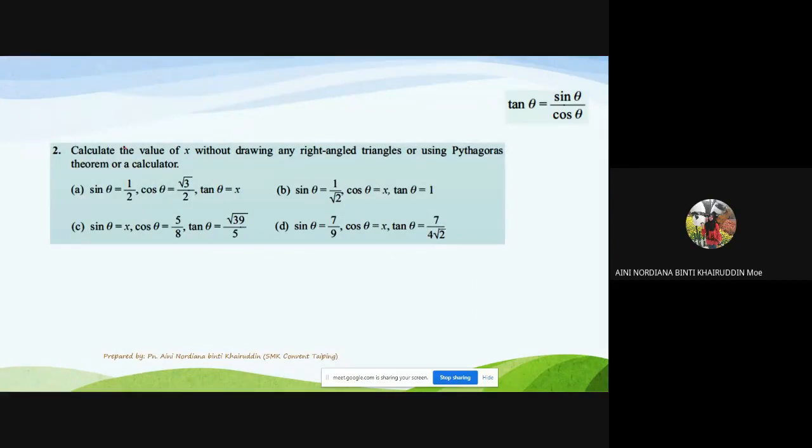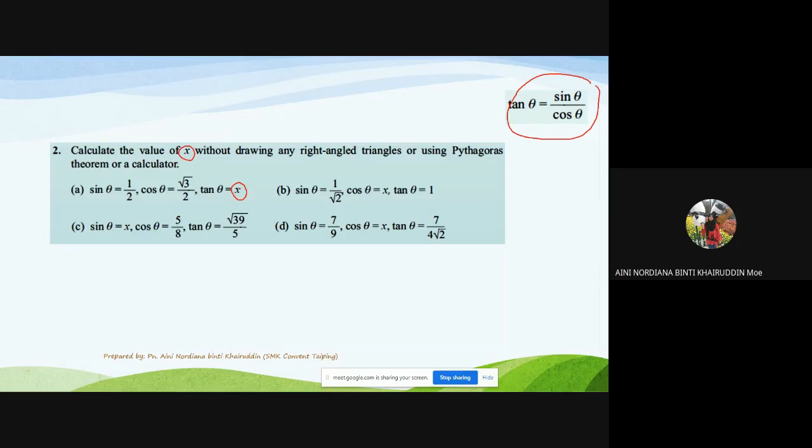Okay, next question number 2. Calculate the value of x without drawing any right angle triangle or using Pythagoras Theorem or a calculator. So how to calculate this? We want to calculate the value of x. So this is the formula. Tangent theta equals sine theta over cos theta.